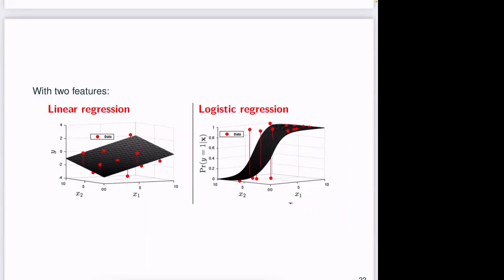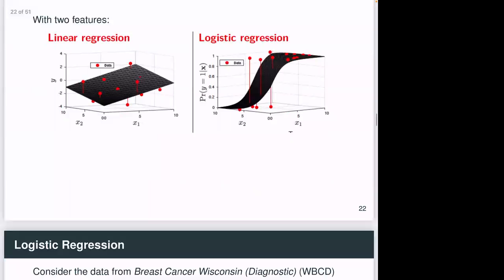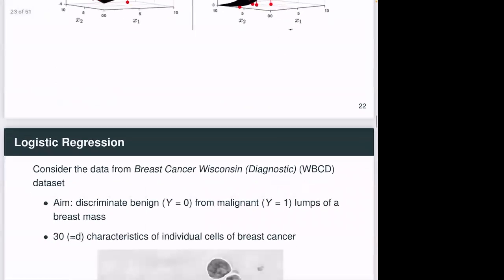So what is the difference between the logistic and the linear regression? When you have a binary outcome, it is more natural to use a logistic model.